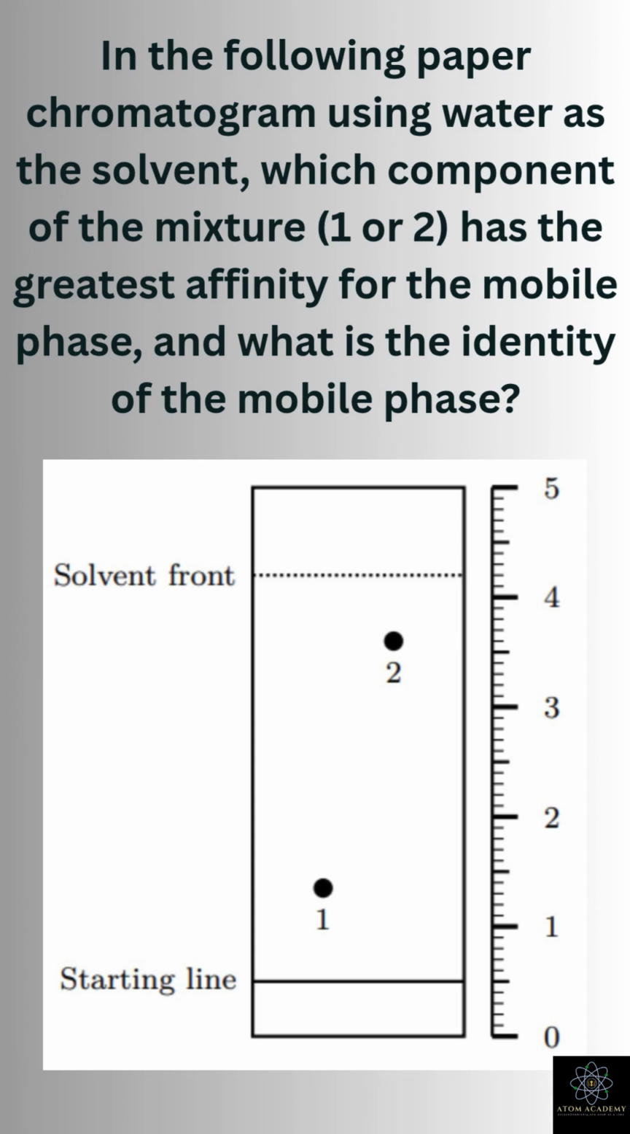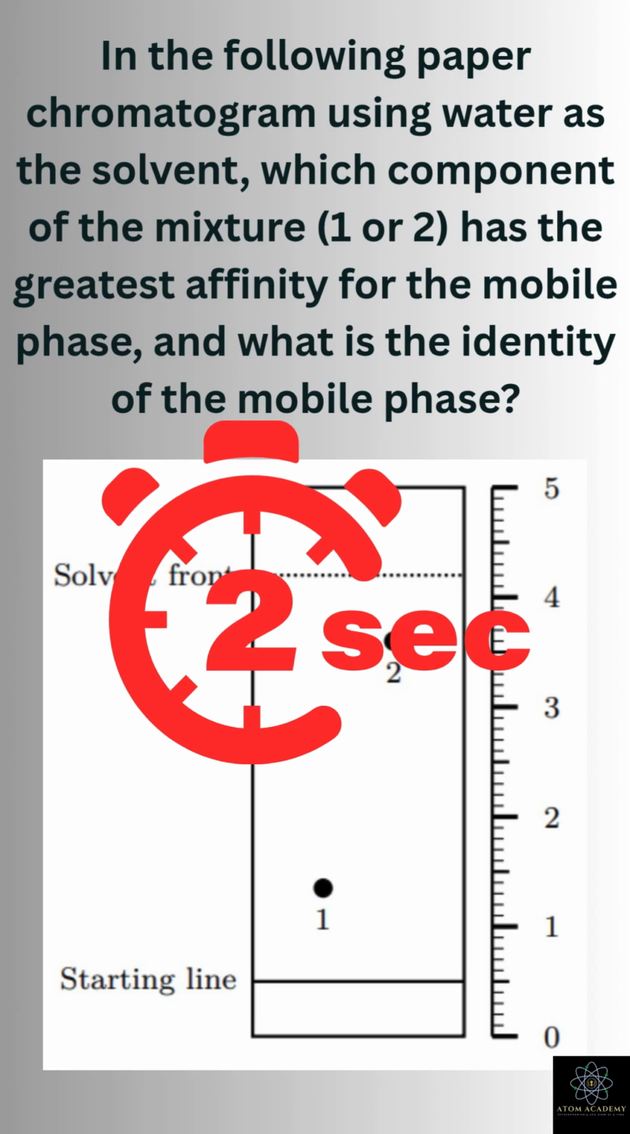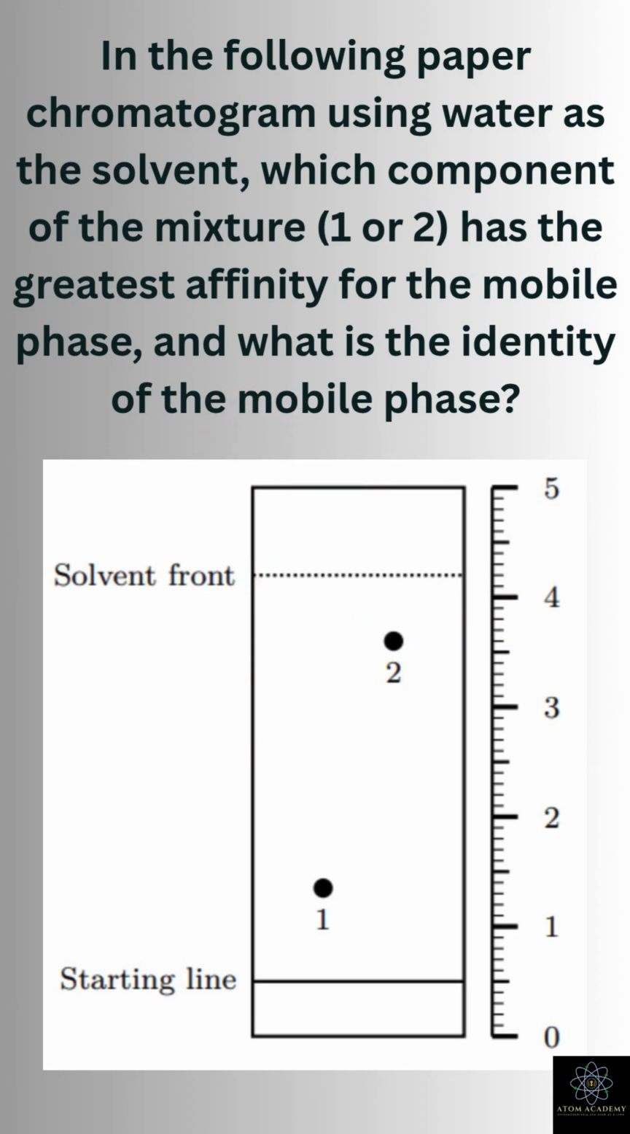Want to solve this IB exam question in 2 seconds? Yes, 2 seconds. Let me show you how. In the following paper chromatogram, using water as the solvent, which component of the mixture has the greatest affinity for the mobile phase, and what is the identity of the mobile phase?